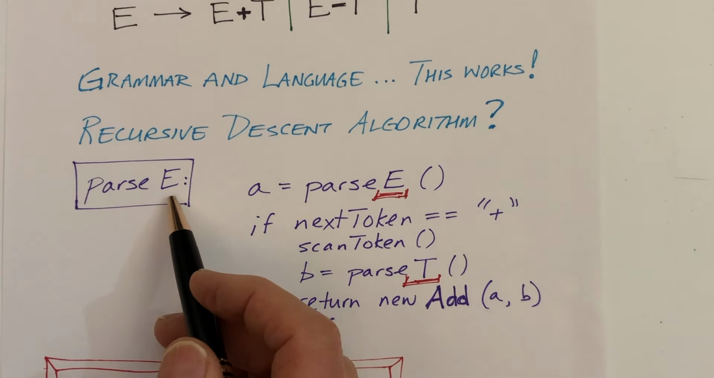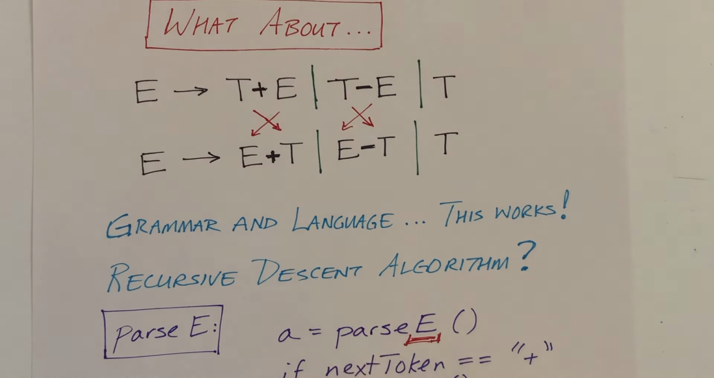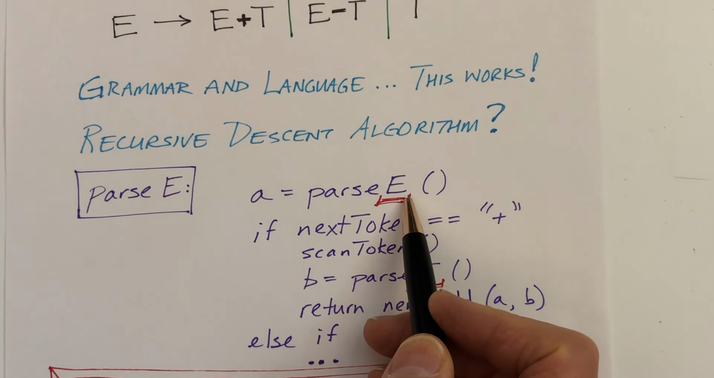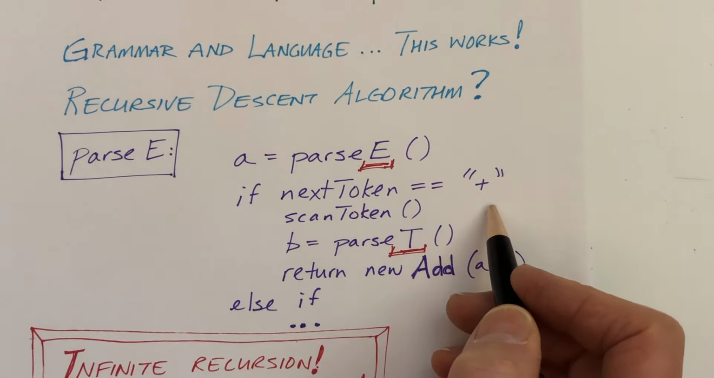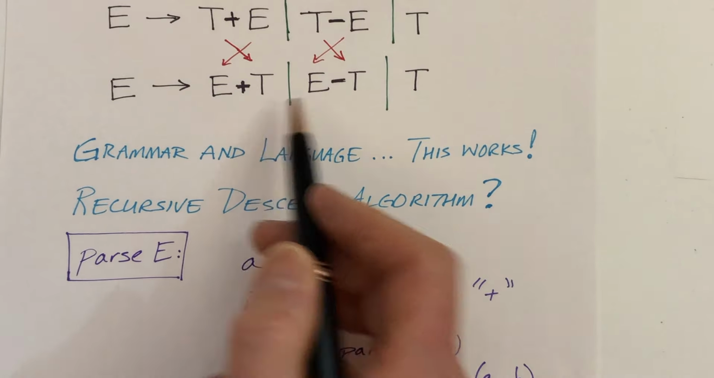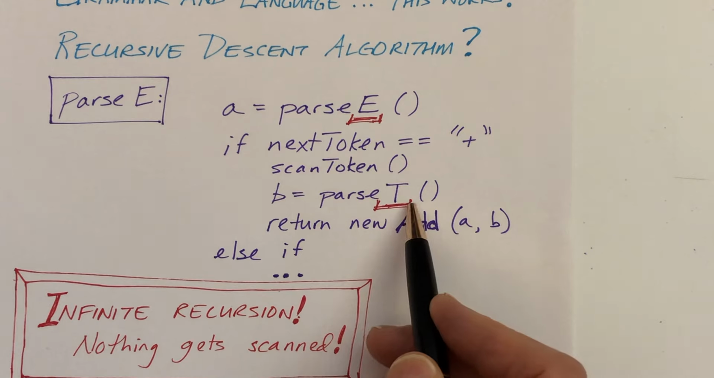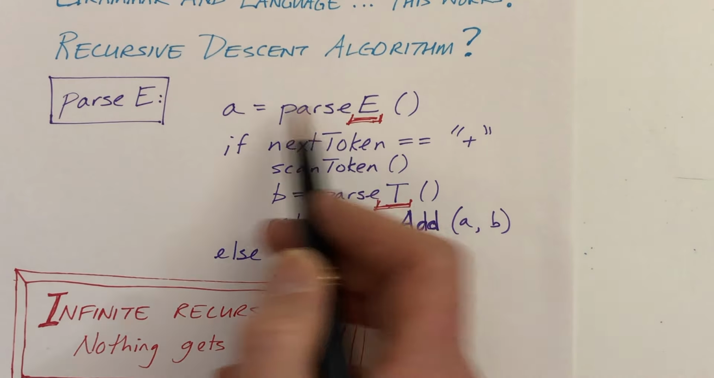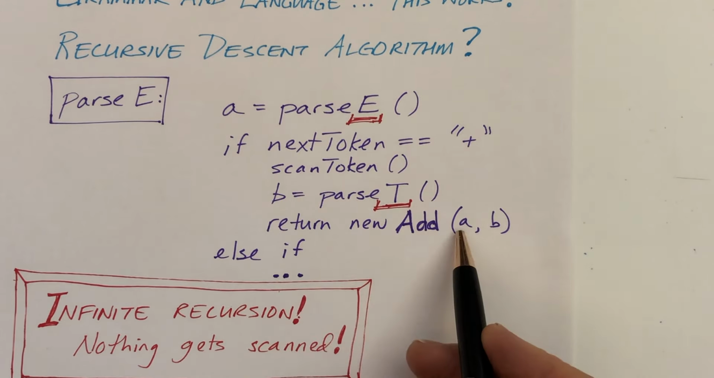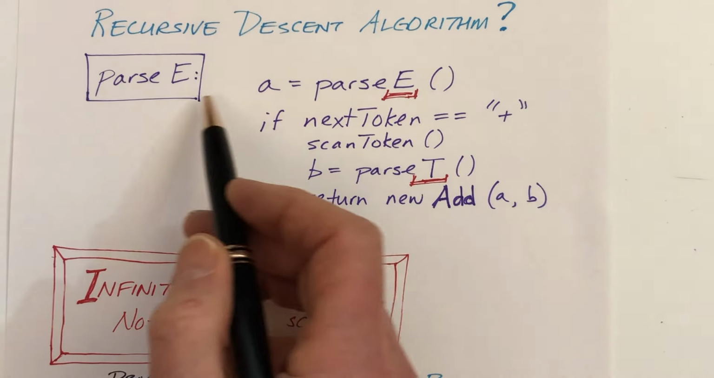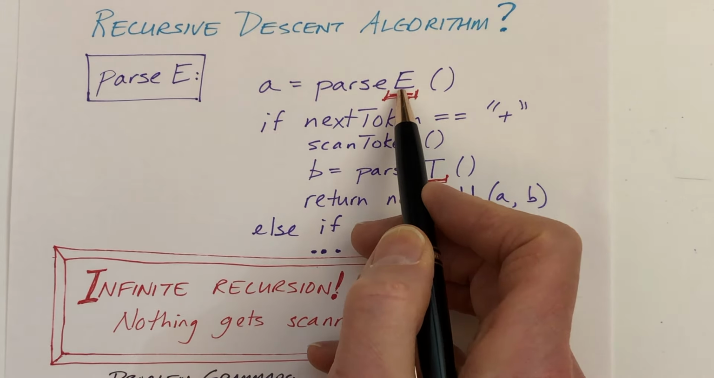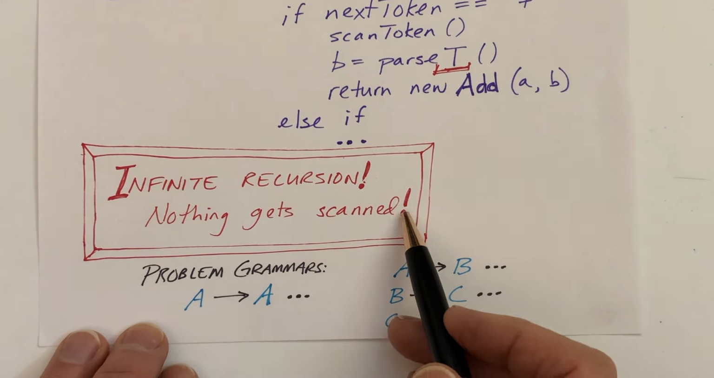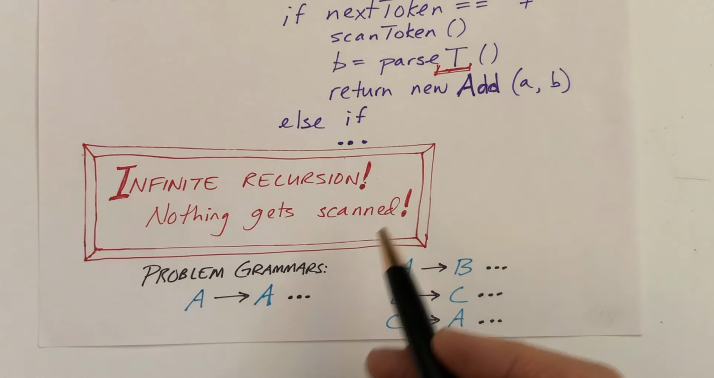Here's our parse e function and we've now rewritten it using the second rule. So the first thing we do is we parse an e. Okay, here we call parse e, and then we check the next token, and if, for example, it is a plus, then we parse a t. So we scan the plus and we call parse t, and then we build a new add function using the result of parse e and the result of parse t, a and b. However, this is infinite recursion, right? Parse e, the first thing it does is call parse e itself without scanning any tokens. So this is infinite recursion. Nothing will ever get scanned, and this is a problem.